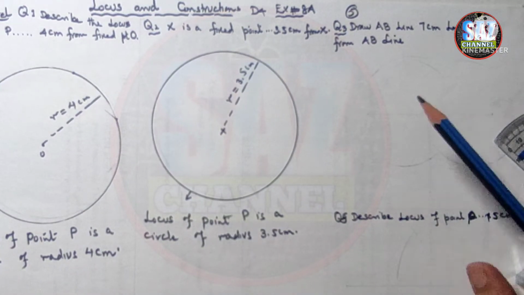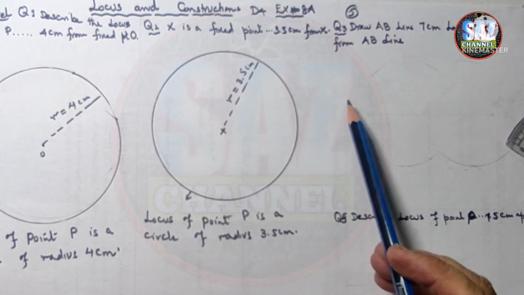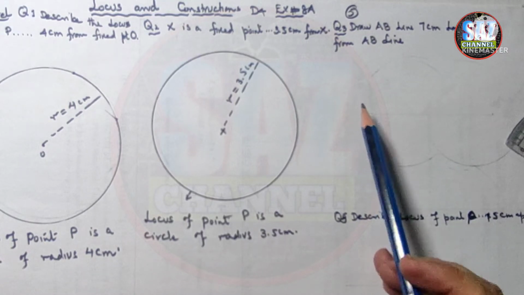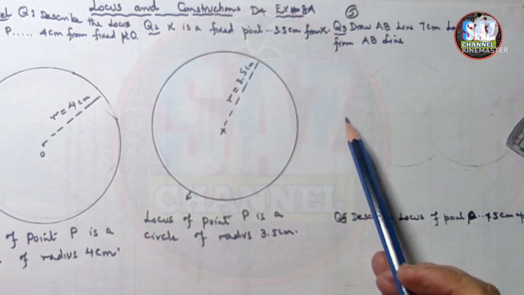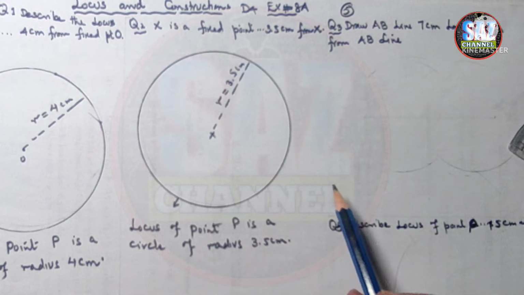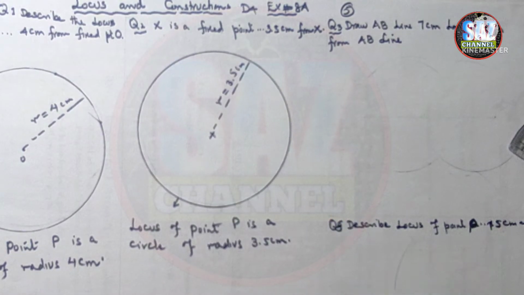Moving to the next question, let me read and understand the question first. Question 3 says, draw the line AB 7 centimeter long. A point P moves such that it is always 3 centimeter from that line AB, and we have to draw the locus of point P. Recall what locus is. If the conditions are clear, then the question will be easy. We have to construct the parallel lines. First instruction is that we have to draw the line segment AB 7 centimeter long. So, the measurements have to be really accurate.